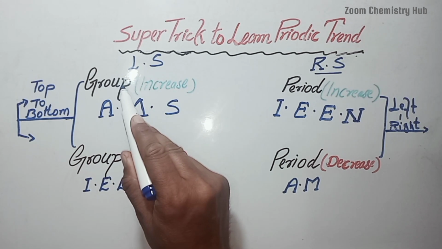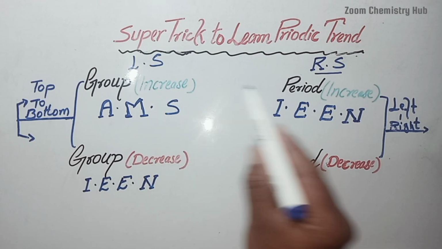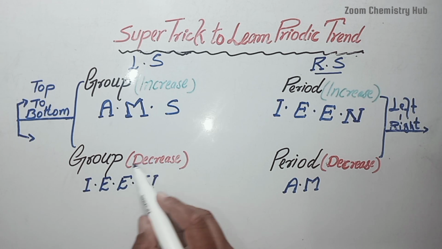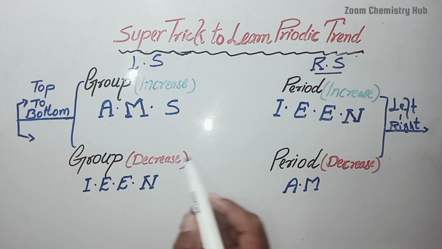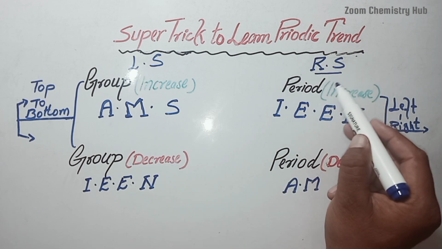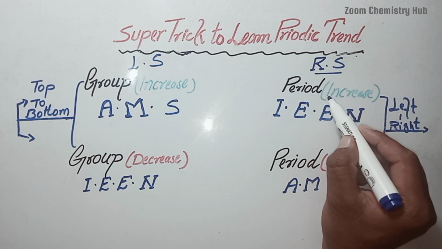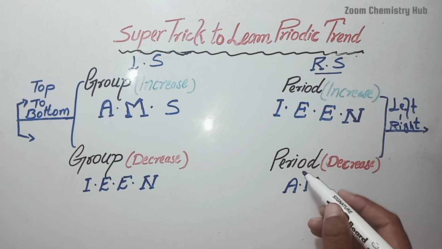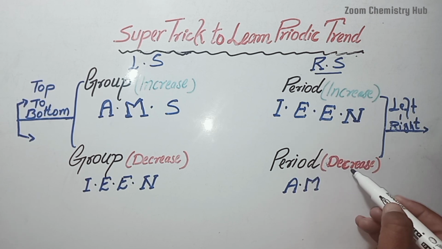On the upper side of the group we write increase, and on the downside we write decrease. Similarly, on the right side, on the top we write period increase with period, and in the bottom we write period with decrease.